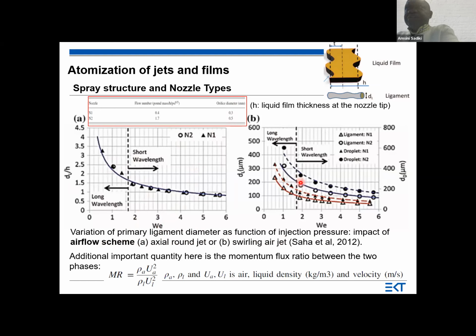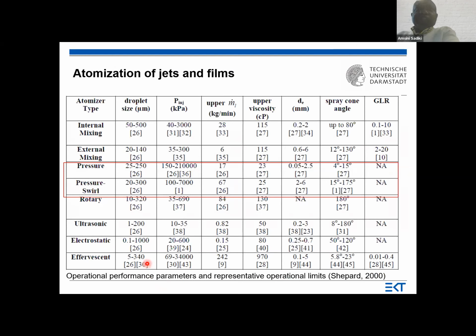For this kind, here we have also a variation. We depend on the orifice, but not really on the flow rate. And the big and important quantity is this momentum flux ratio I showed you before. And here we can see that if we focus on the pressure and pressure swirler, we can also see the difference that we had yesterday.